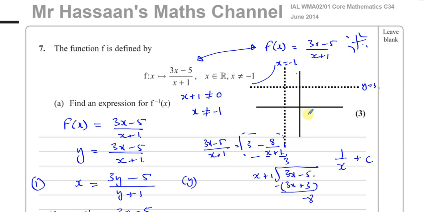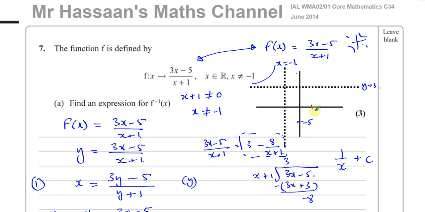Now, when it hits the y axis, when x is 0, you're left with -5 over 1, which is -5. So it goes through the y axis at -5. So we know for sure it's going to go something like this. And if you want to work out where it goes through the x axis, you put y equals 0. So 3x minus 5 equals 0. So x equals 5 over 3.